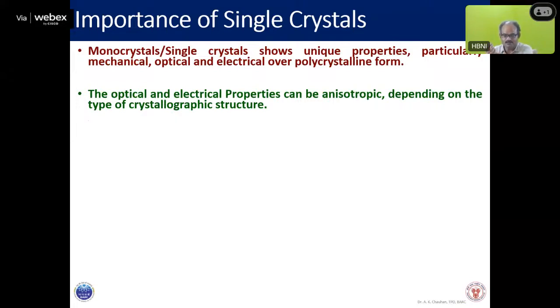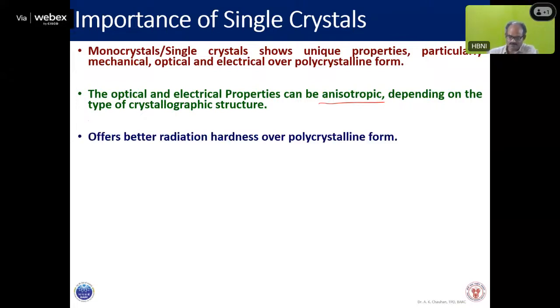So in other classes, the lattice parameters like a, b, c are different. If some property is dependent on your lattice parameters, and these are different in different directions, then of course, obviously those properties will be different in different directions. Such properties are called anisotropic properties, and these obviously depend upon which type of crystallographic structure is there for those crystals.